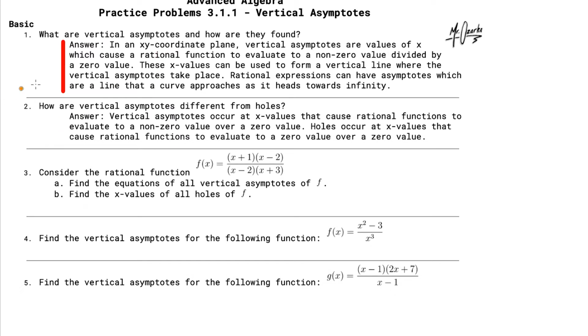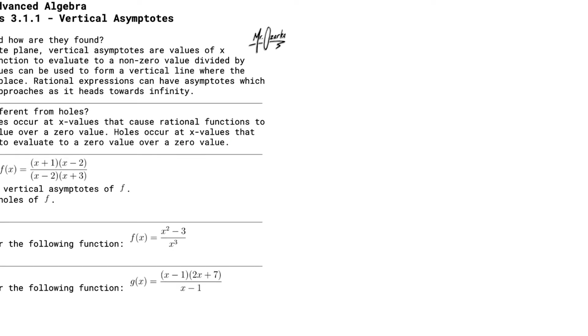Okay, number 2, it says, how are vertical asymptotes different from holes? So I wrote the answer in for this one as well. It says vertical asymptotes occur at x values that cause rational functions to evaluate to a non-zero value over a zero value. On the other hand, holes occur at x values that cause rational functions to evaluate to a 0 over 0. So the way I always remember it is the following.